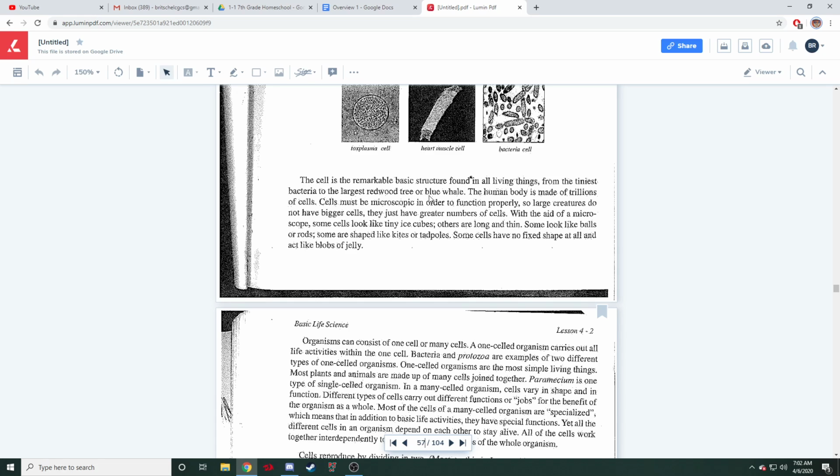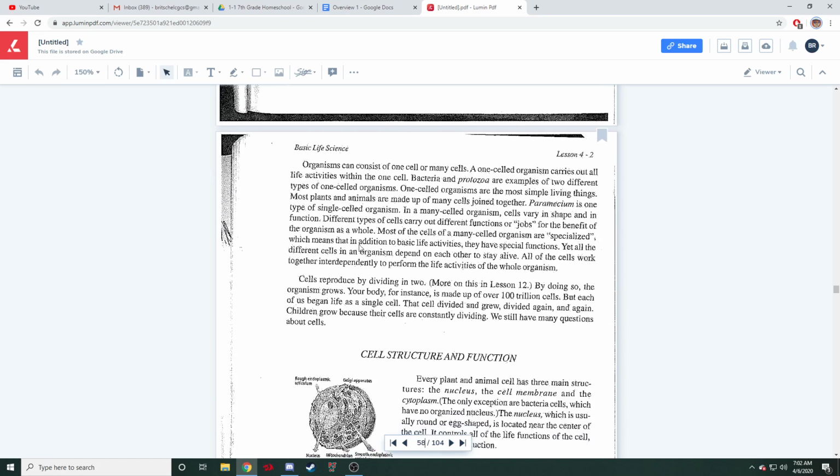The cell is a remarkable basic structure found in all living things, from the tiniest bacteria to the largest redwood tree or blue whale. The human body is made up of trillions of cells. Cells must be microscopic in order to function properly, so large creatures do not have bigger cells. They just have greater numbers of cells. With the aid of a microscope, some cells look like tiny cubes, others are long and thin, some look like balls or rods, some are shaped like kites or tadpoles. Some cells have no fixed shape at all and act like blobs of jelly.